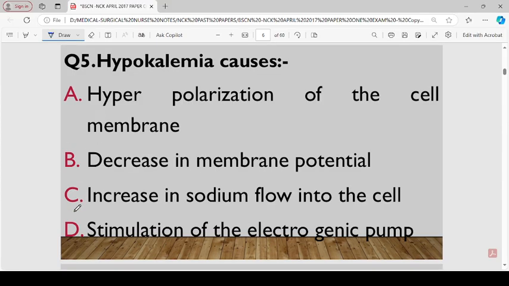Hypokalemia causes hyperpolarization of a cell membrane, right? Hyperpolarization of a cell membrane. If you're looking at option D, decreasing membrane potential indicates depolarization, right? It should be hyperpolarization. Stimulation of the sodium, this reduces, right? So hyperpolarization, right?